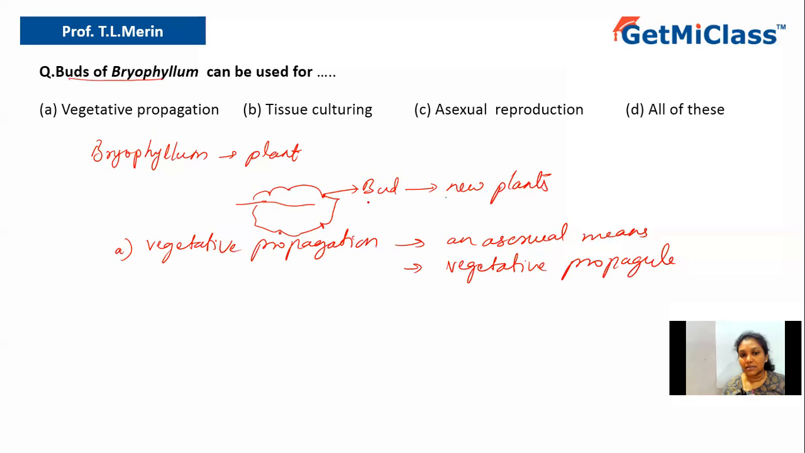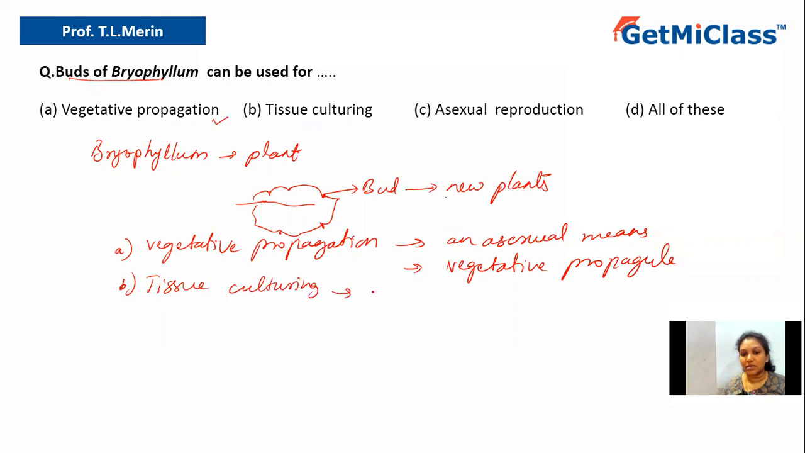Hence, since we are using buds for the production of new plants, buds of bryophyllum can be utilized for vegetative propagation. So option A is correct, right? What about option B? Option B is tissue culturing. What do you mean by tissue culturing?